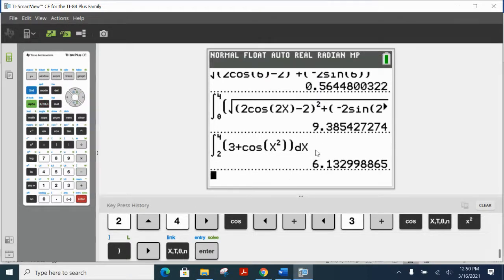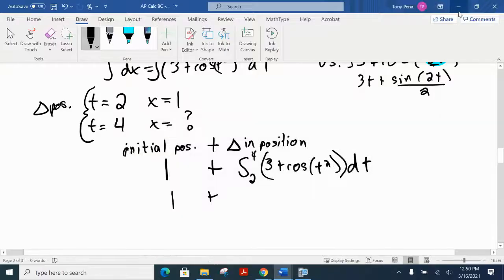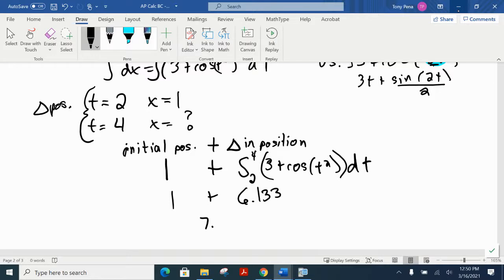That's the accumulated change in our position. So 6.133, if we round that. That's how much our position changed over 2 to 4. So my x position would be 7, the initial 1, plus the change, 0.33.